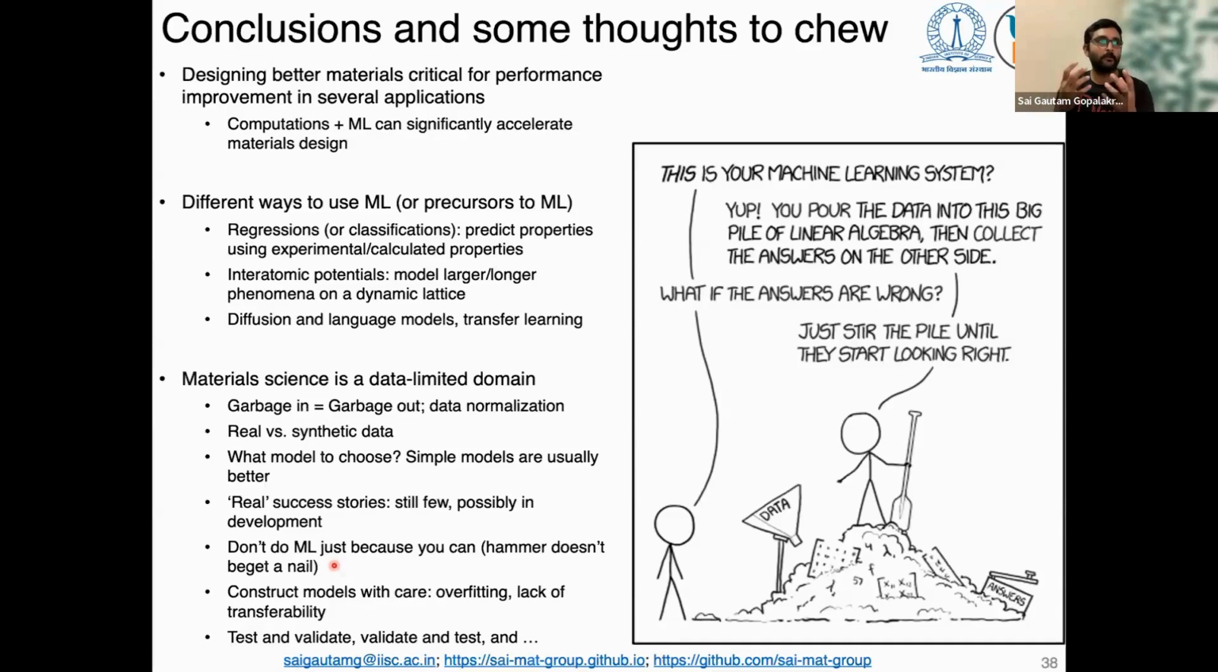And of course, we as computational people, theoreticians, we try to construct models with care. And those of you who are interested in constructing models, please do try to do it with care and try to have enough validation mechanisms to ensure that your models are good. So with that, I hope I have given a fair overview of how machine learning is being used for advancing material science.